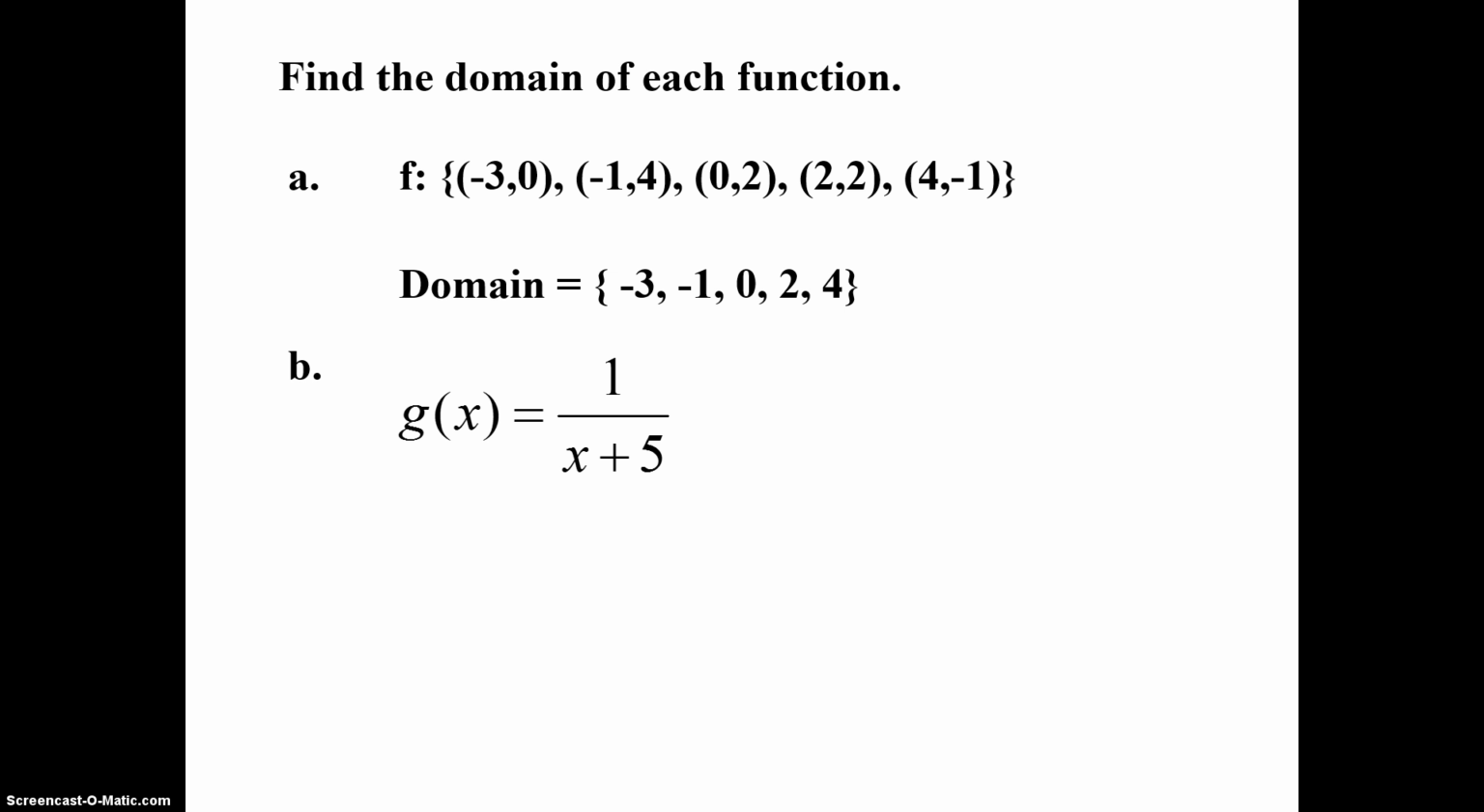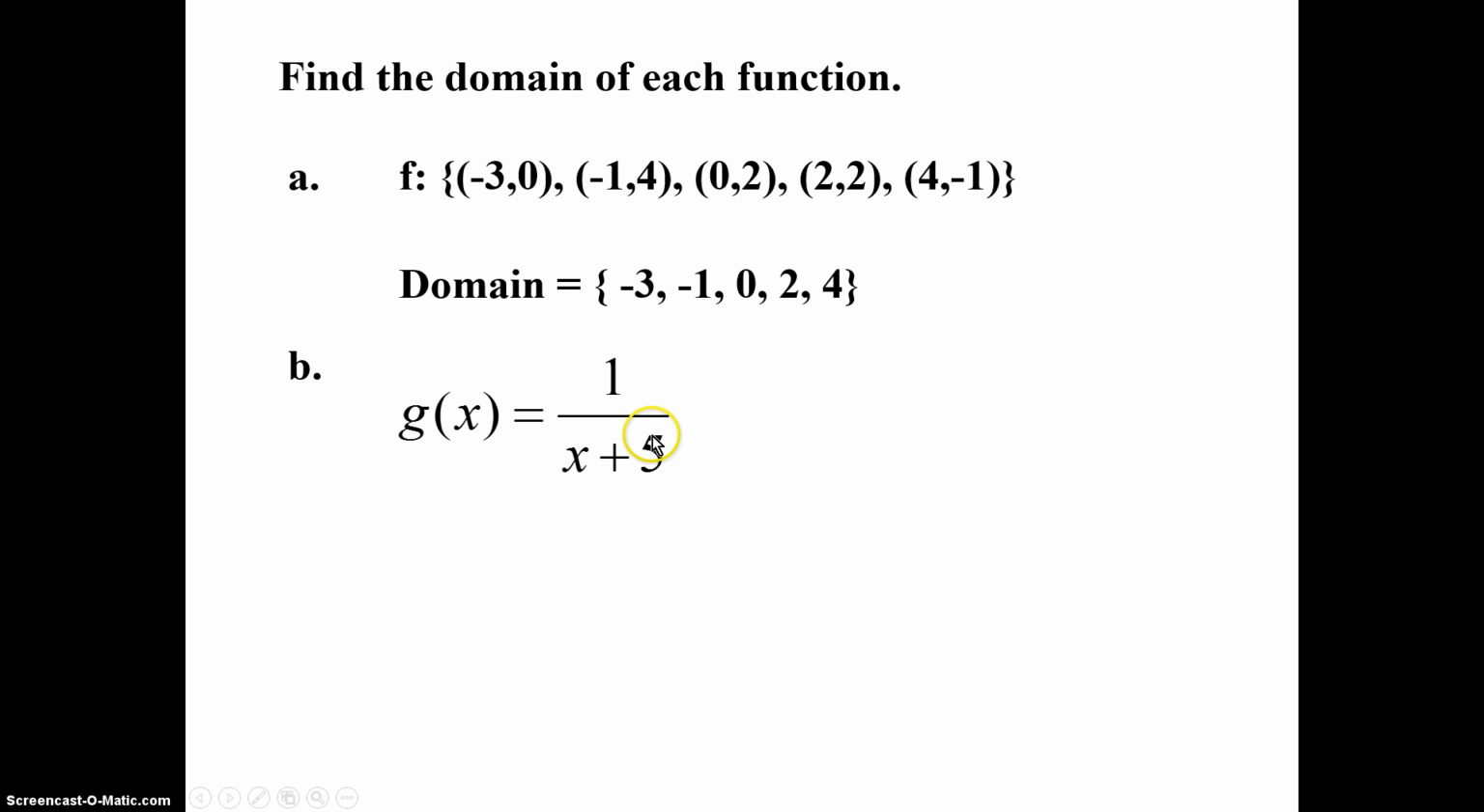So in other words, what you do ideally is you take this x plus 5 and you set it equal to 0 and you solve for x. Whatever you get for x, that is the value that it cannot be. Because if you were to plug in that value that you get for x into the denominator, you would get a division by 0.